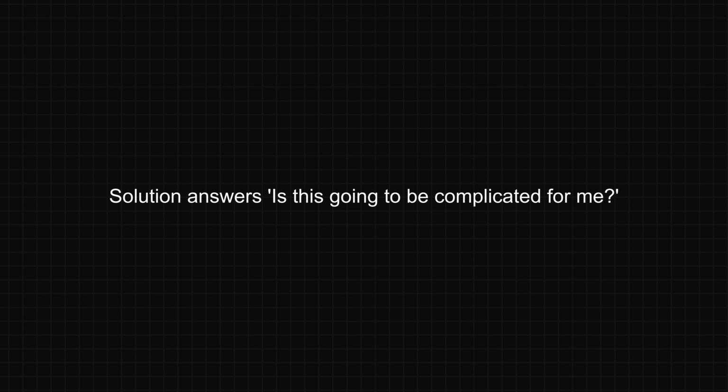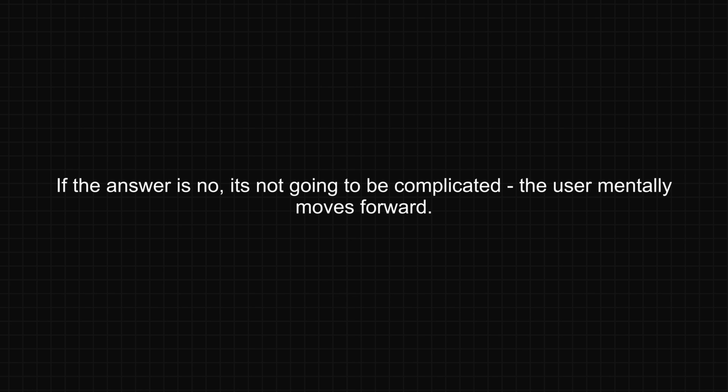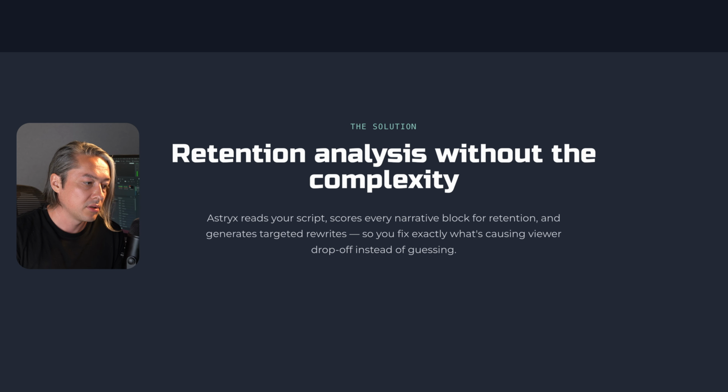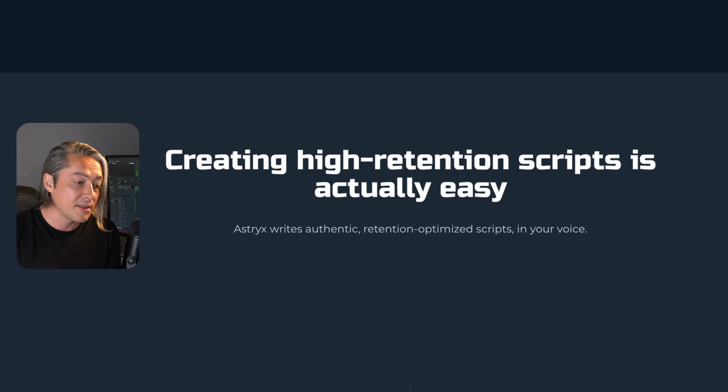I initially assumed it answers, how does this work? And that is incorrect. The solution answers, is this going to be complicated for me? If the answer is no, it's not going to be complicated for you, then the user mentally moves forward. AI didn't do a terrible job here, but it is still too vague and too verbose. I remade it: creating high retention scripts is actually easy, which signals simplicity and adds the full outcome of what the user gets. So when they come here, they immediately know that it would be easy to get what they want, and they know exactly what they would get.